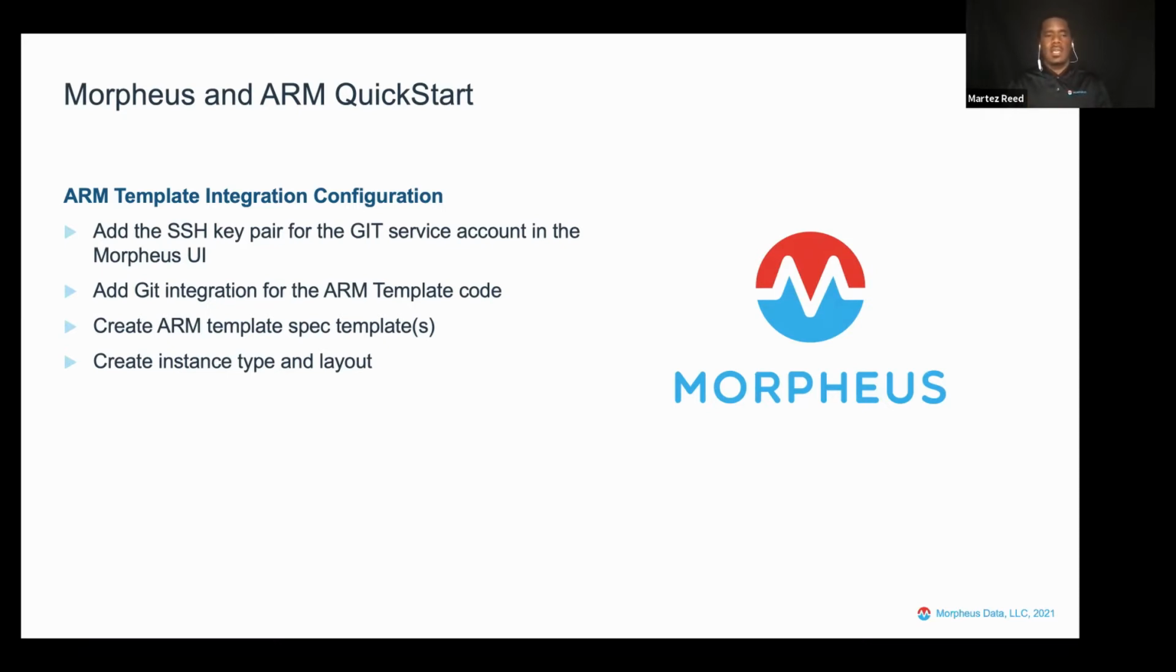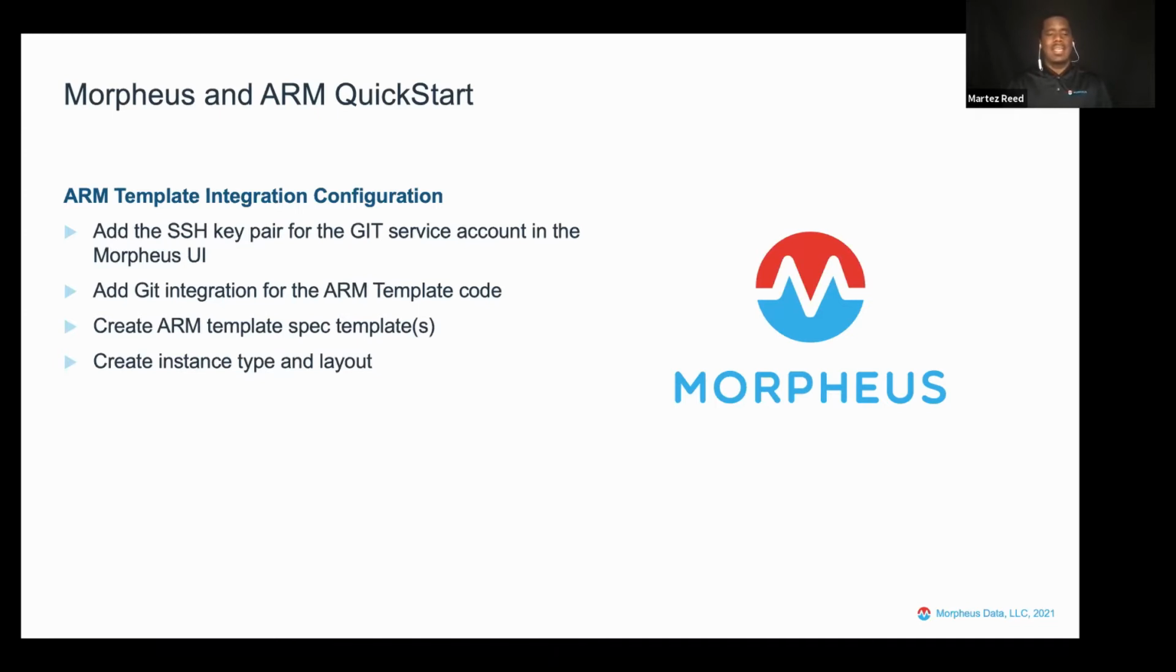And in this case, the Morpheus platform can integrate with source control, with GitHub and Azure DevOps, to be able to pull the ARM template code directly from source control to align with common DevOps practices. So in this case, walking through the example steps, it'd be adding the SSH key pair for the Git service account, or specifically the private key, in order for the Morpheus platform to interface with source control and actually have permissions to pull down the code.